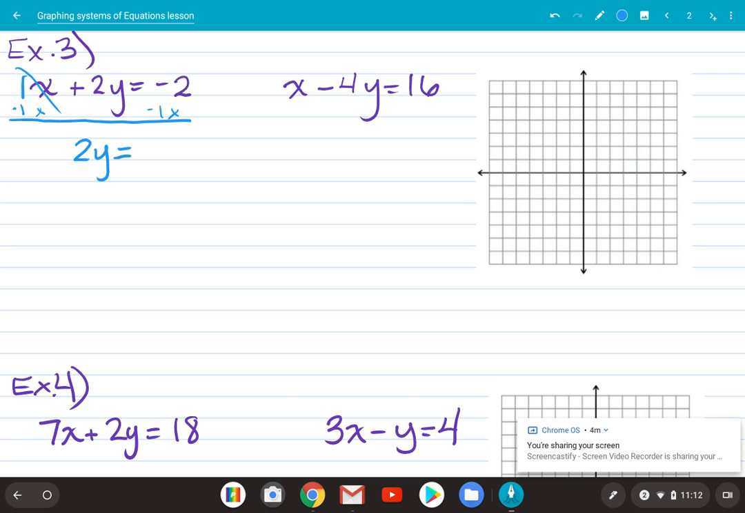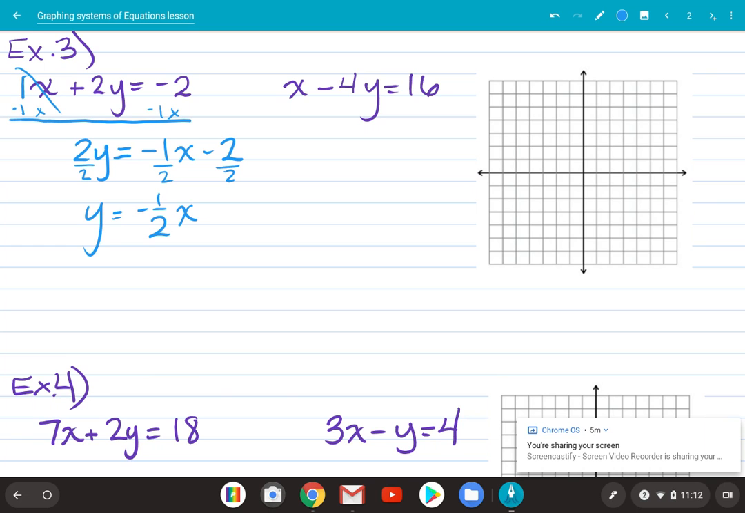These are not -1x. These are not the same thing. So you're going to write one in front of the other. Doesn't matter which one comes first. I like to do x first, but doesn't matter. Now the next step is we're going to divide everything. We want to get the y by itself.